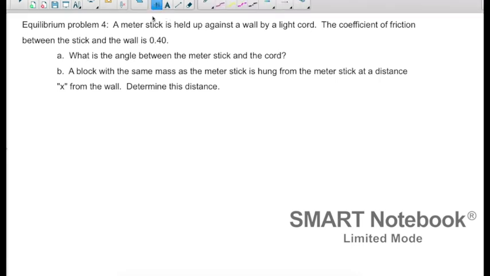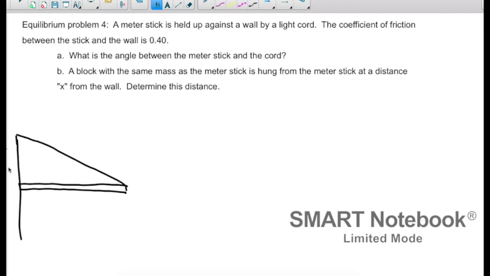This one is classic. Got a wall with a meter stick, and it's held up against the wall by this light cord there. And we do have some friction between the meter stick and the wall. And we're even told what that coefficient value is. So the first question A, what is this angle theta between the meter stick and the cord?